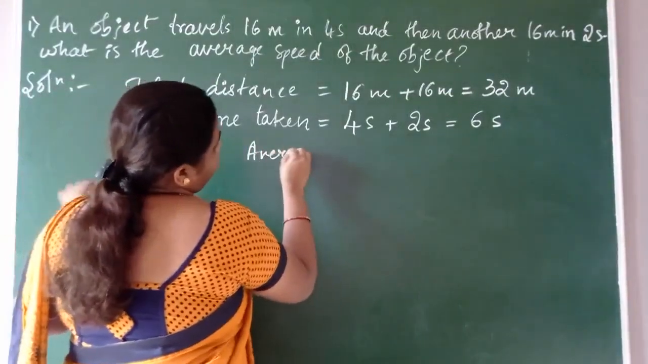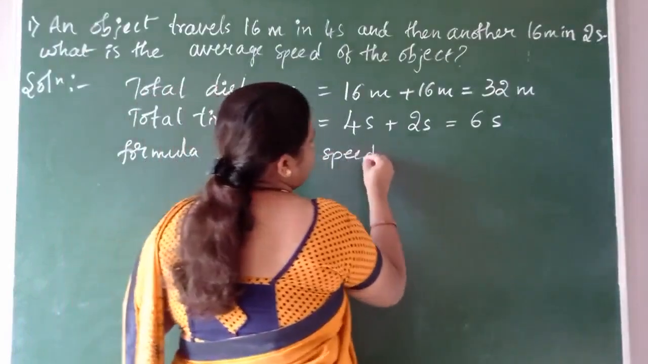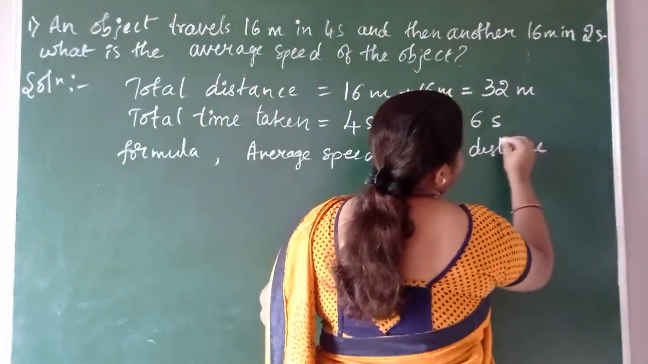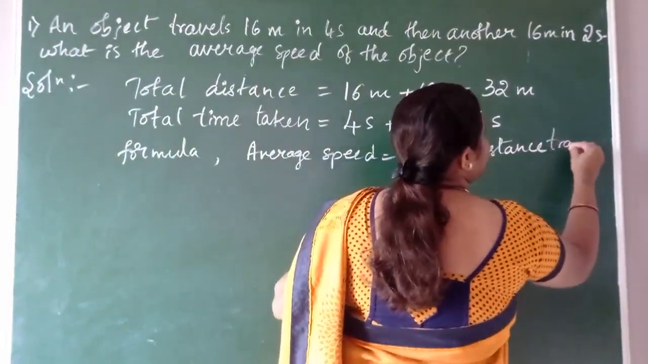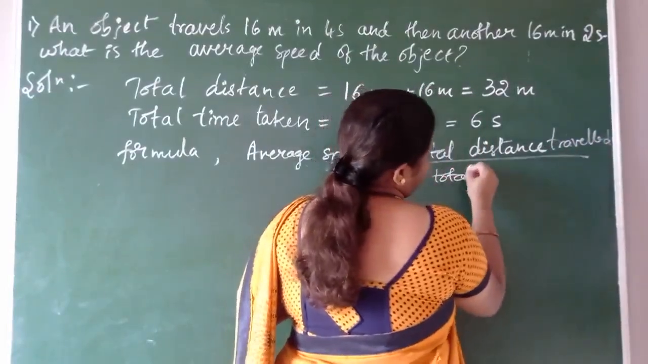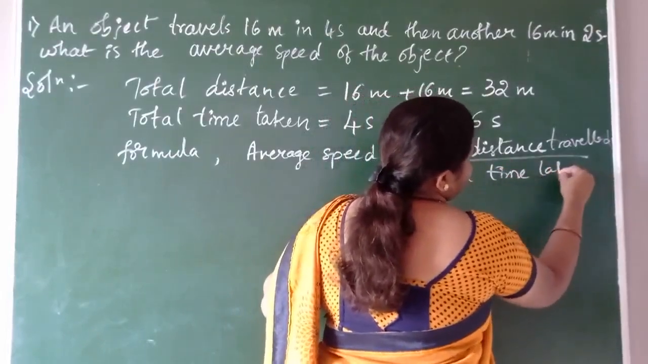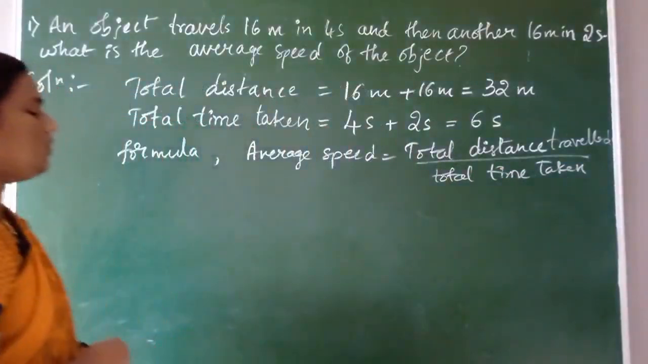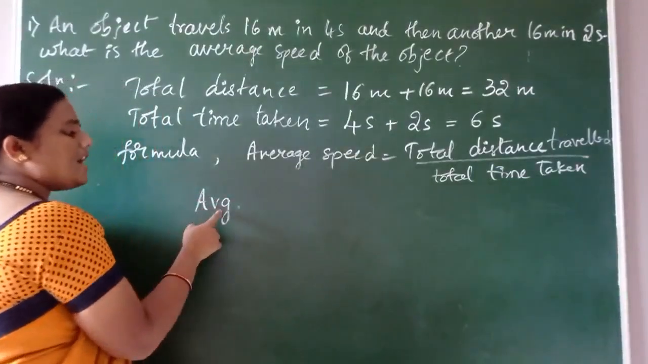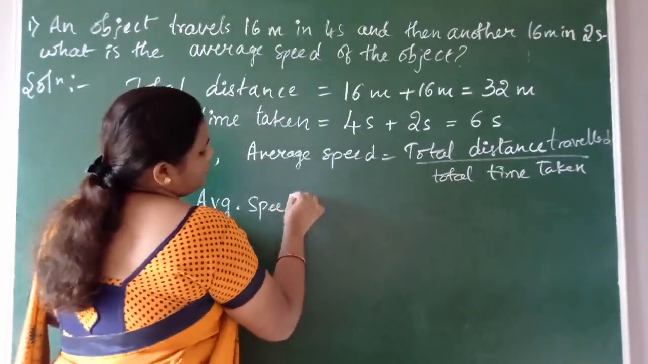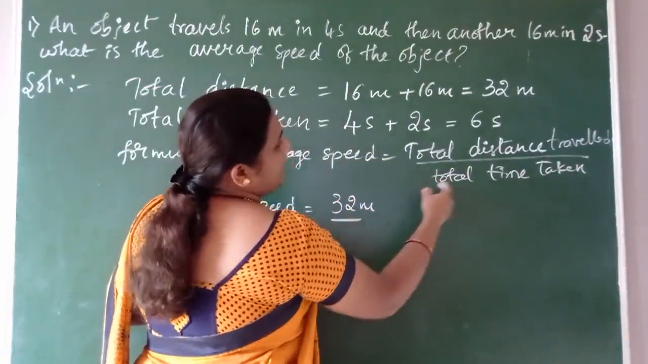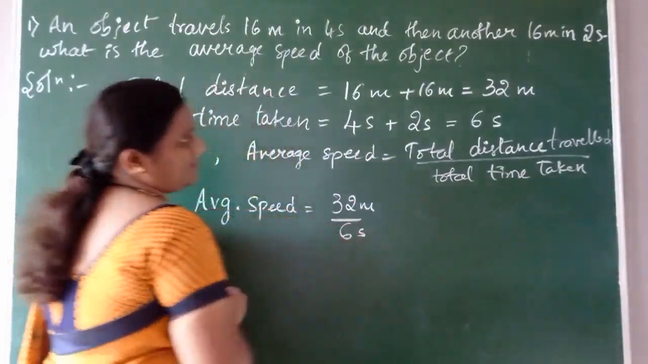Average speed is equal to total distance travelled divided by total time taken. So what is the average speed? In short, you can write average as AVG, isn't it, children? Average speed is equal to total distance, 32 meter, divided by total time, 6 seconds, isn't it, children?